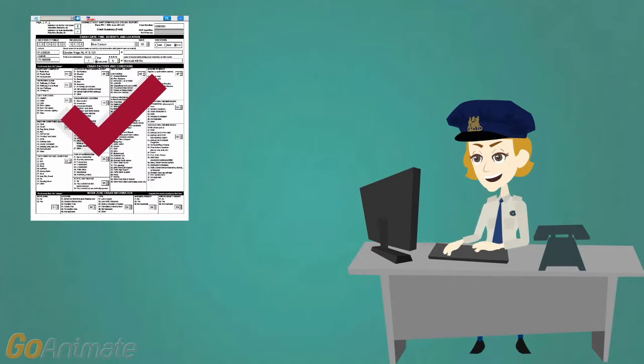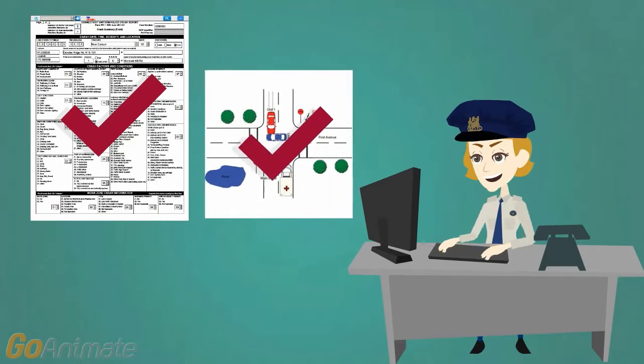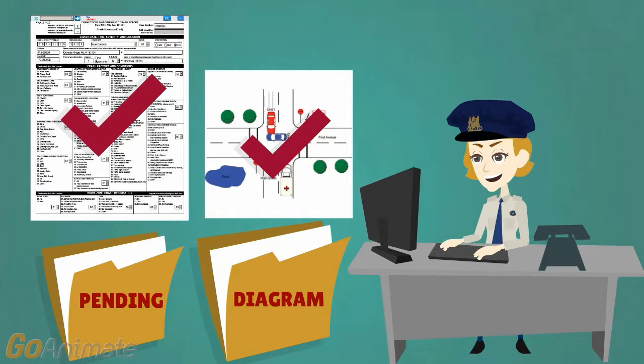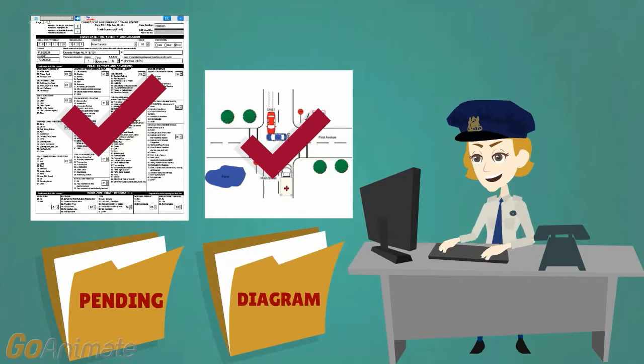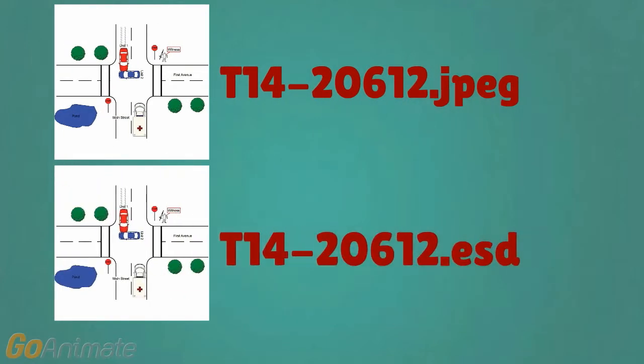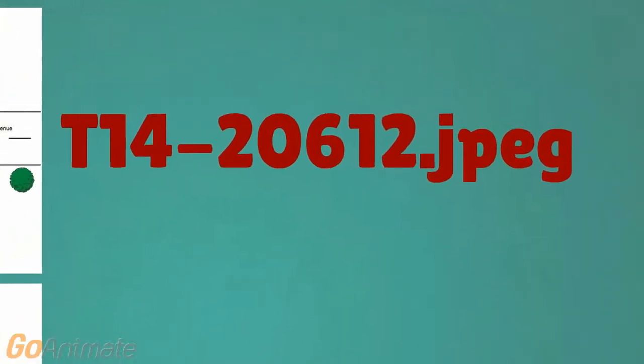Next, complete your PDF and create your diagram. Once you're finished, make sure that your PDF is saved to the pending folder and your diagram is saved to the diagram folder. When you save your diagram, make sure you save it as both a JPEG file and an Easy Street Draw file. That way you have one locked copy and one copy that can be edited later if necessary. And always be sure to use the case number as the file name for your diagram.